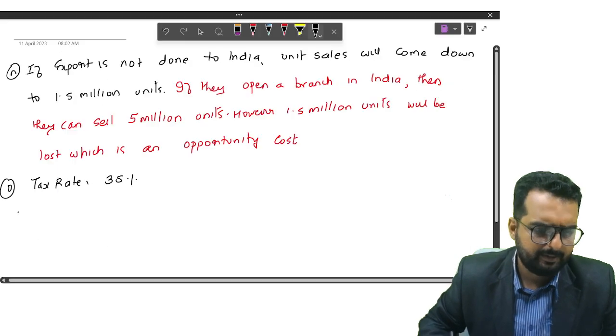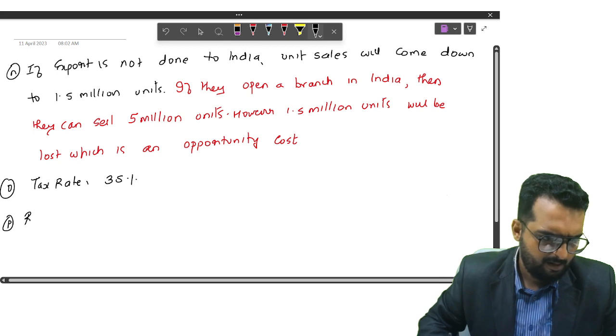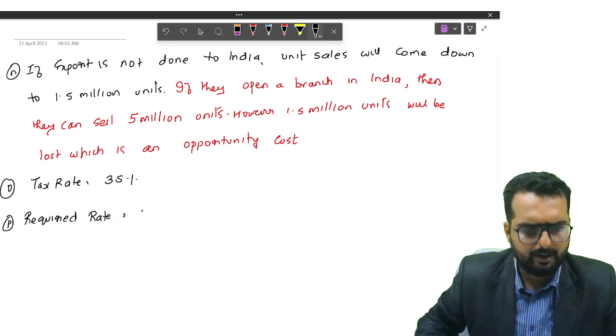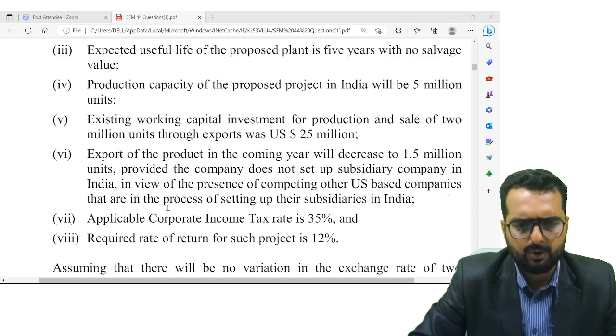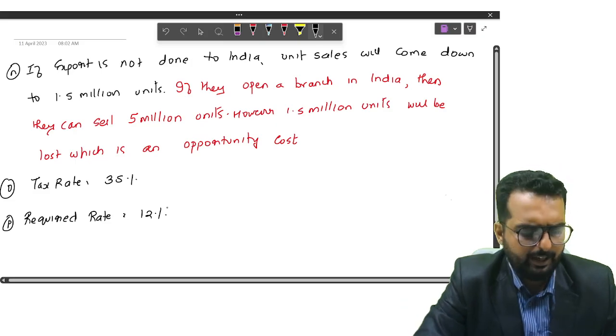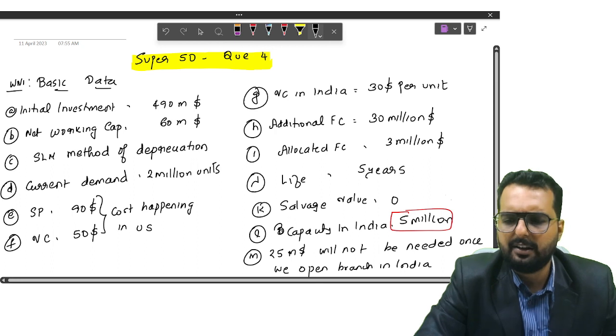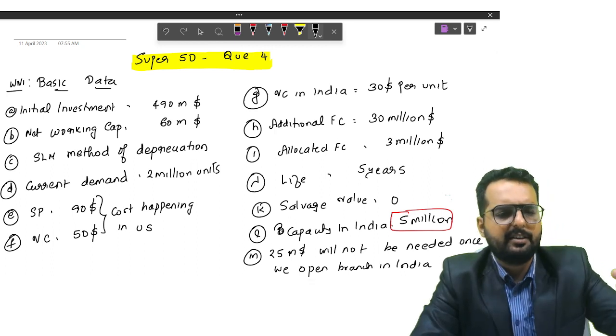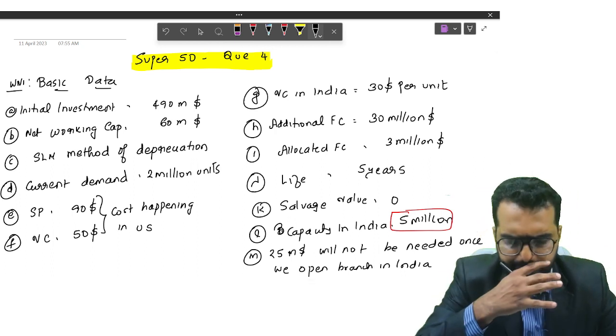I think it is 35%. Required rate is equal to 12%. Alright, so this is the entire details that are given. Let's just take a minute and read through the entire thing now, friends.